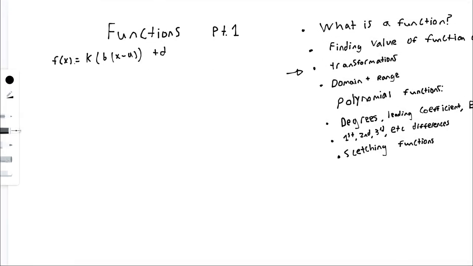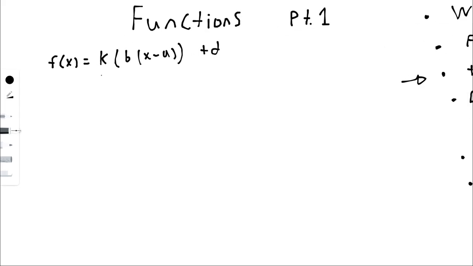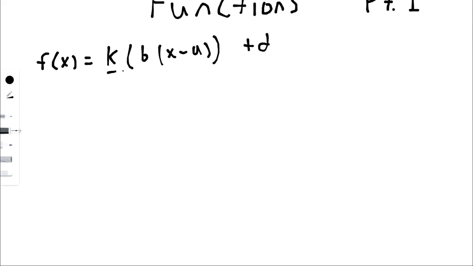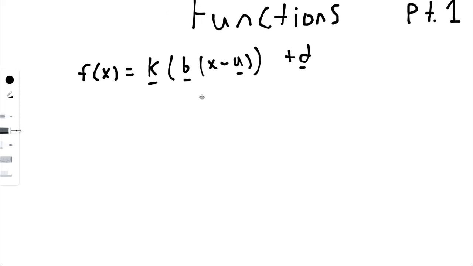Alright, let's do some transformations. So I have this function here with all these unknown variables. There's a whole bunch of them here. And let's just break down what all these variables mean. And then you can also have a squared up here or a cubed. It doesn't matter what the power of this function is. This is what all the variables mean.